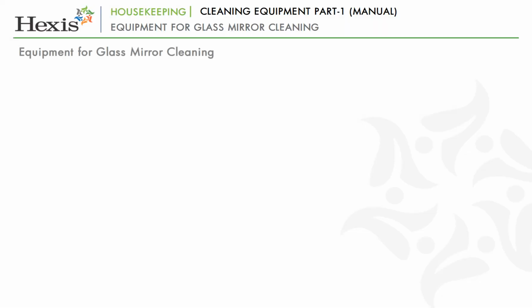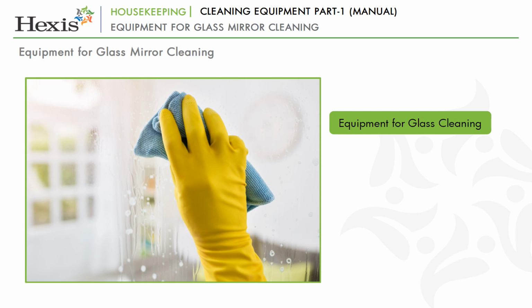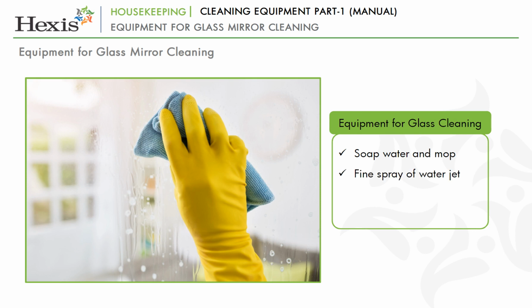This brings us to the last topic of this module, wherein we will have a look at the equipment used to clean glass mirrors. There are many ways by which one can keep glass surfaces clean. Either use the conventional soap water and mop method or use a fine spray of water jet from a hose to remove dirt and deposits. But these methods cannot deliver results when it comes to removing stubborn marks like smoke and soot deposits, fingerprints, oil and grease spots, food splatter, and more.